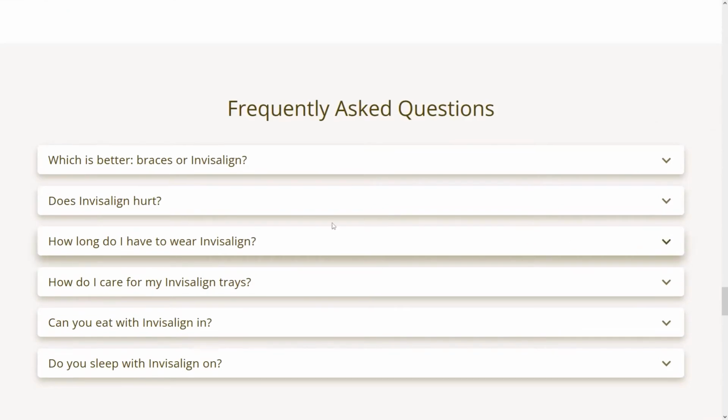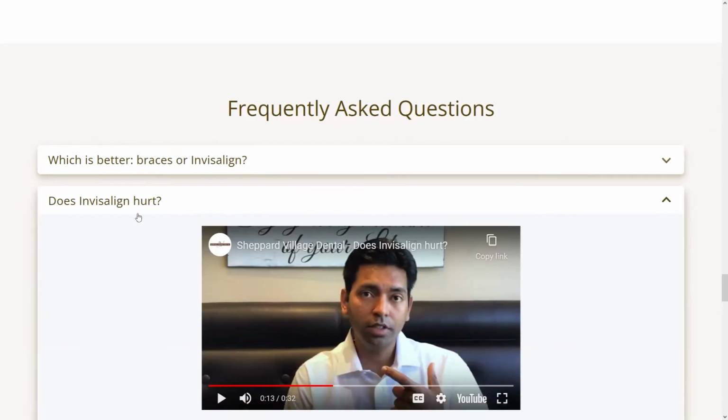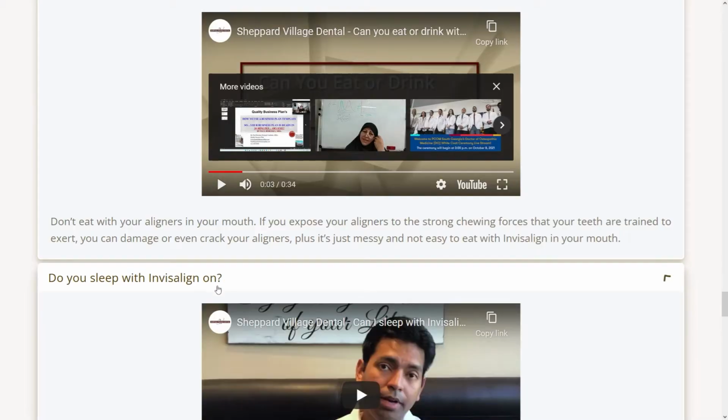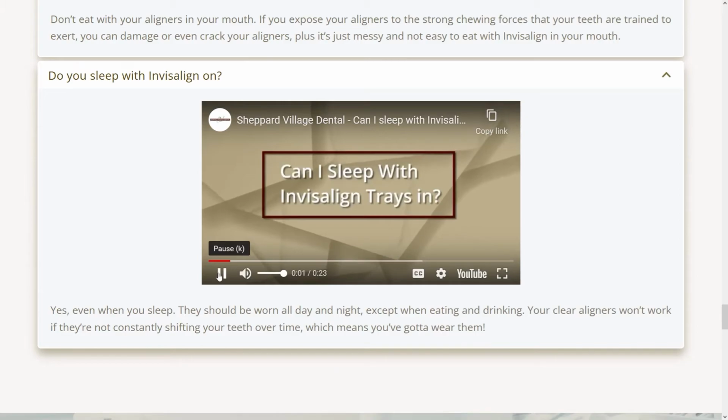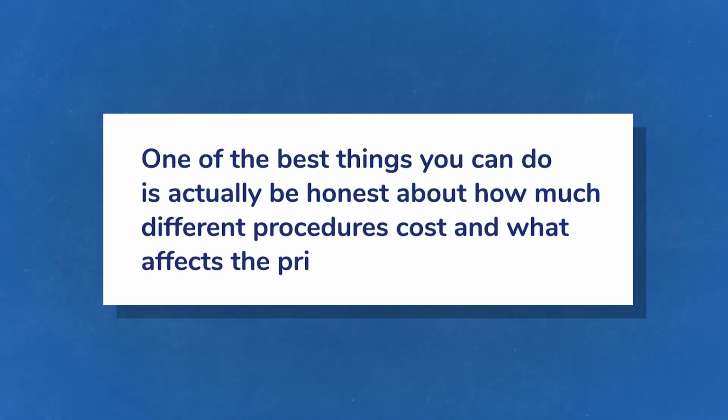Common questions people have about the procedure, like, does it hurt? Do I need to take time off work? How long does it take to recover? Do the results actually last? Things of that nature. One of the best things you could do is to actually be honest about how much different procedures cost and what affects the price.